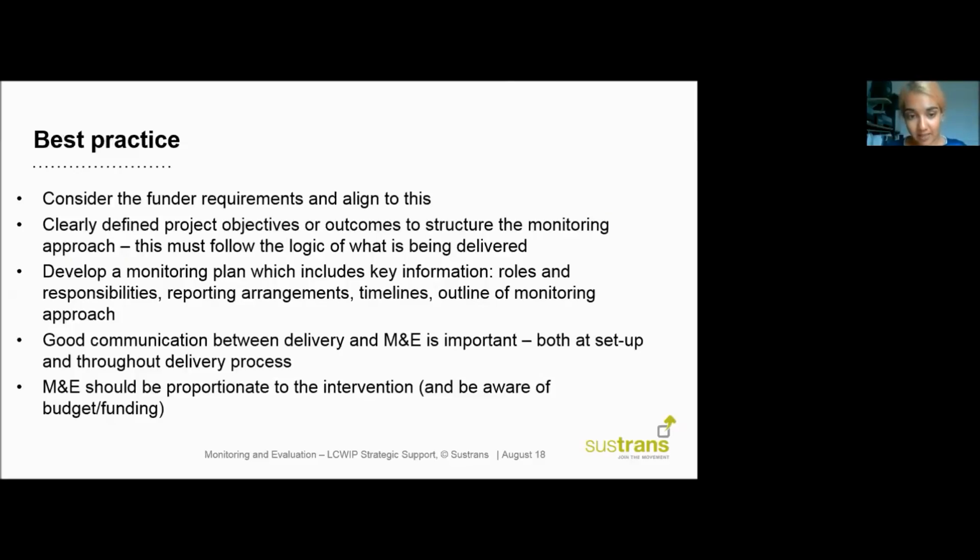And monitoring and evaluation should be proportionate to the intervention. This is when considerations around funding, scale, and scope come into play. This will determine, again, the number of tools that can be used, and the scale and scope of the monitoring, and this should all be proportionate to what is being delivered. So that's another pointer.